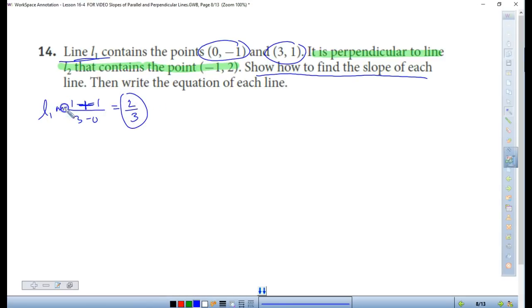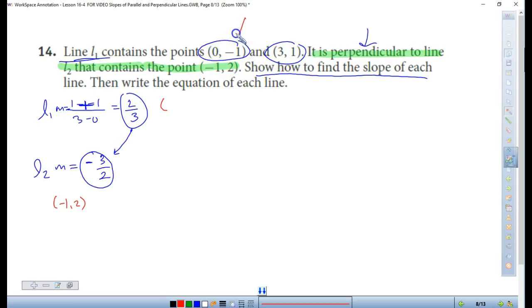So m equals 2/3. Now line 2's slope, all we know is that it's perpendicular to this one. So it would be -3/2. Okay? Because it has to be perpendicular to that one. Flip it over, change the sign. Now it says then write the equation of each line. Alright, so line 2 goes through this point. Line 1 goes through these 2 points.